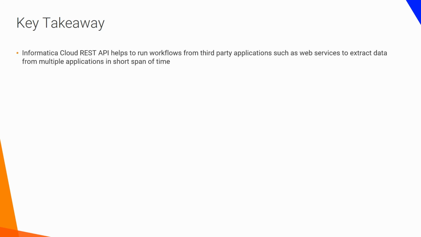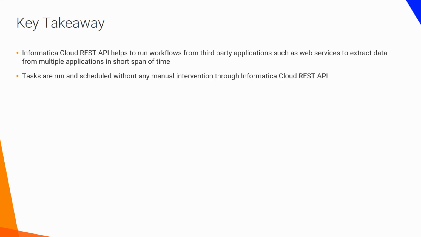Informatica Cloud REST API helps to run workflows from third-party applications, such as web services, to extract data from multiple applications in a short span of time. Tasks are run and scheduled without any manual intervention through the Informatica Cloud REST API.